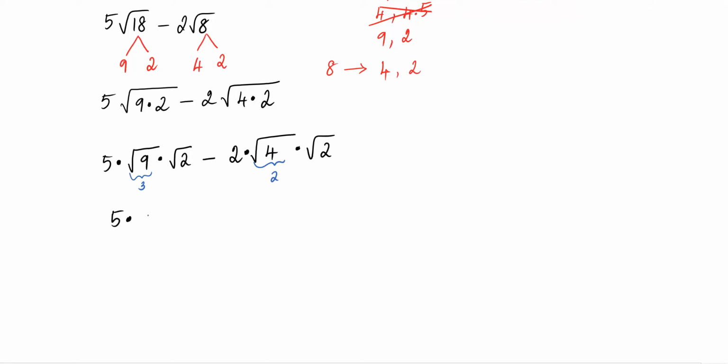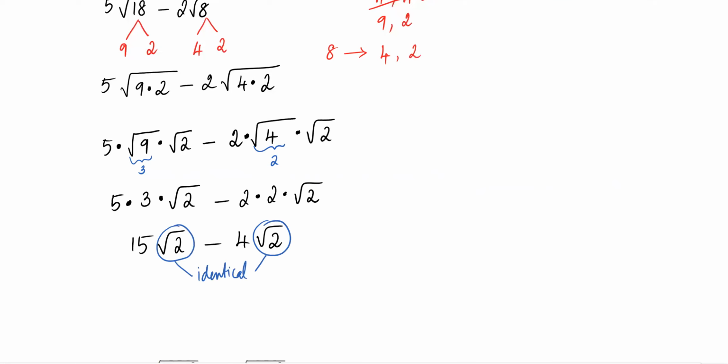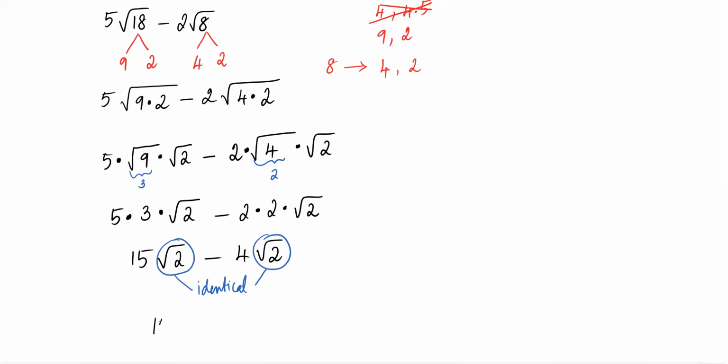So 5 times the square root of 9 is 3, times square root of 2, minus 2 times square root of 4 is 2, times square root of 2. Now, the numbers that are not radicals can be easily multiplied, right? 5 times 3 is 15, square root of 2, 2 times 2 is 4, square root of 2. Now that it's completely simplified, this is a good time to check if they are identical. And yes, they are. That allows us to simply subtract the two numbers, 15 minus 4, and put the square root next to it. This implies 15 minus 4, which is 11. Square root of 2 is our final answer.